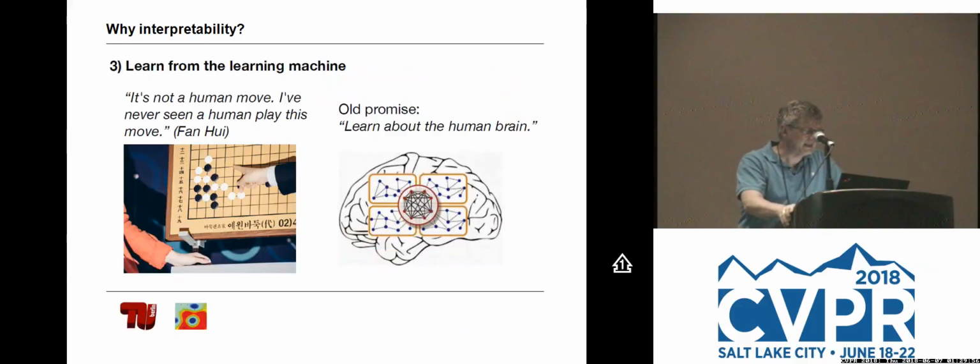Then finally, we would like to learn from the learning machine. We have fed our learning machines with a lot of data, and they are able to do miraculous things like playing Go. It's a miracle for me. I'm a very bad Go player, but I would like to learn more about why the learning machine that the DeepMind people trained does things the way it does, and what we can learn from it. And having worked on neuroscience for quite a while, if we have prediction models about brain function or brain states, maybe in some future, by interpretability, we can also learn about the human brain itself and its function.